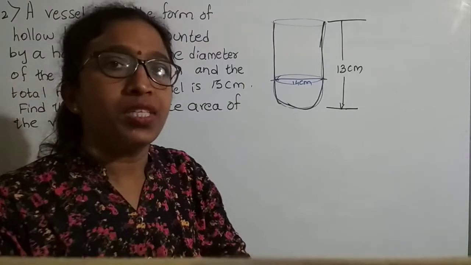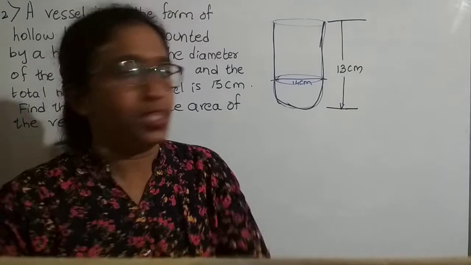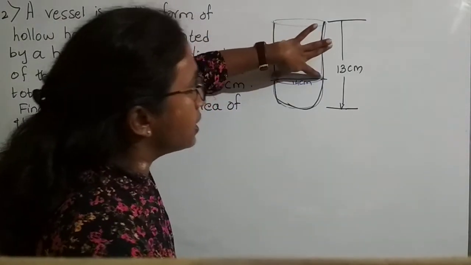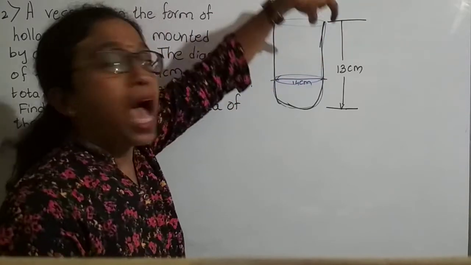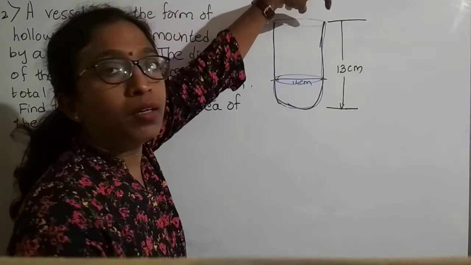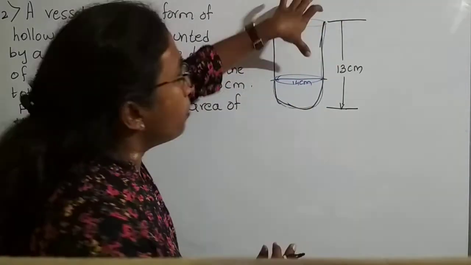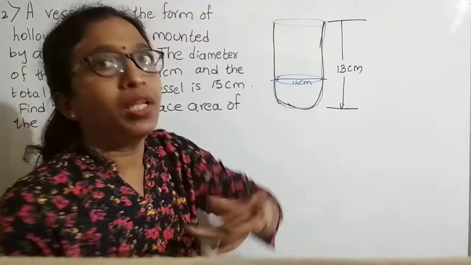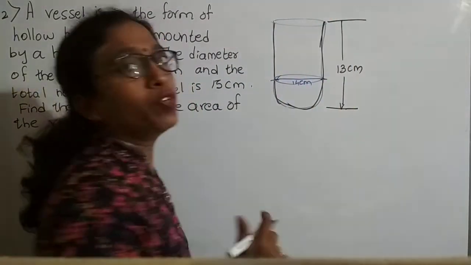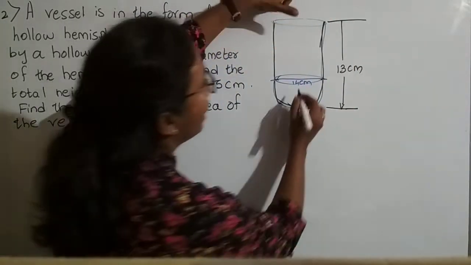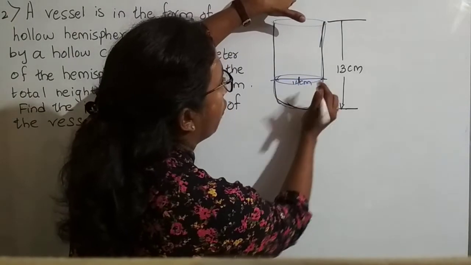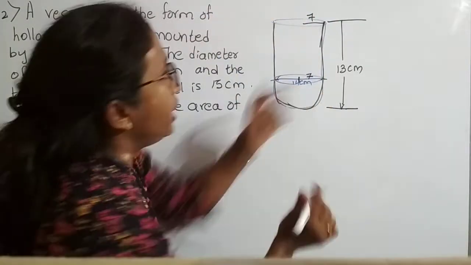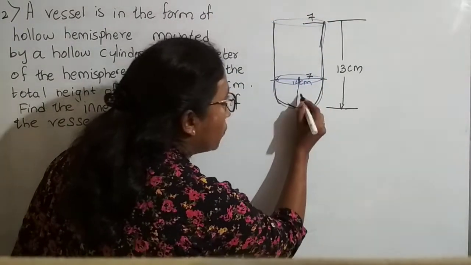Okay, for CSA of the cylinder the formula is 2 pi R H. Let's see, for the cylinder, we know R: the radius of the hemisphere and the radius of the cylinder are the same. What about height? Here the total height is given, so the height of the cylinder particularly is not given. Can we find the height of this cylinder? Yes. Here we know that the diameter is 14, so the radius is 7. If the radius is 7, here we know the height is also 7.